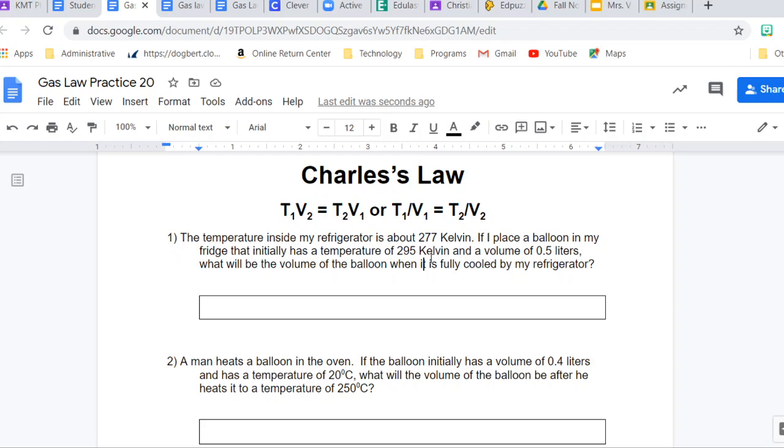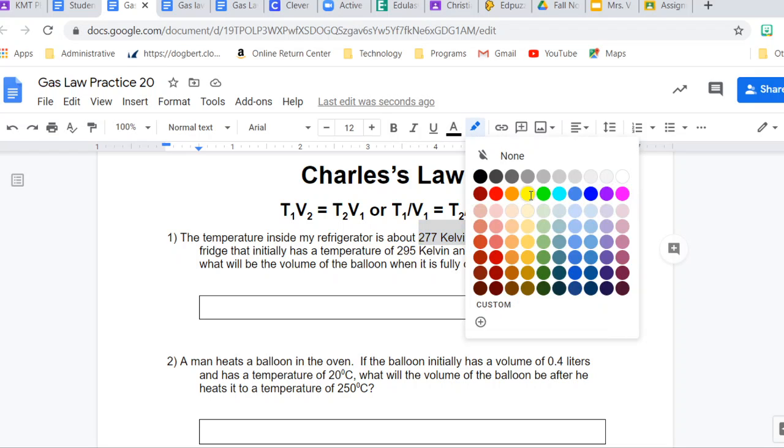So when I'm reading these, if I'm doing them on paper, and unfortunately we're here in this digital world, I highlight everything that's in here and I label it. So it says the temperature inside my refrigerator is about 277 Kelvin. So I'm going to highlight that because that is a measurement, okay?